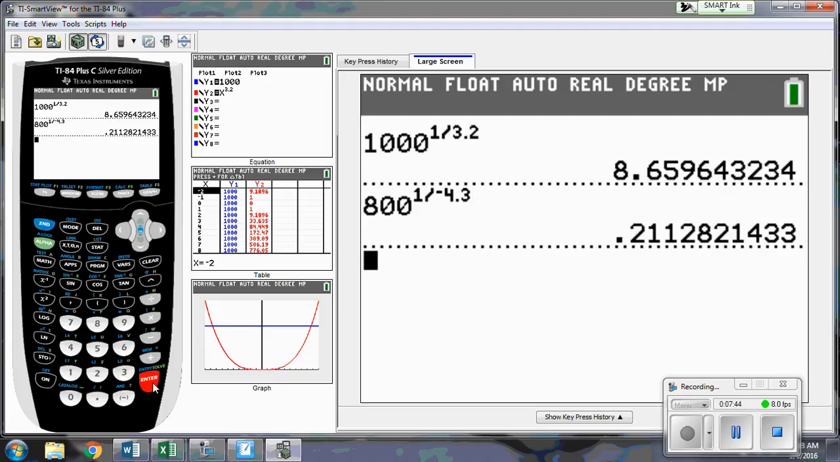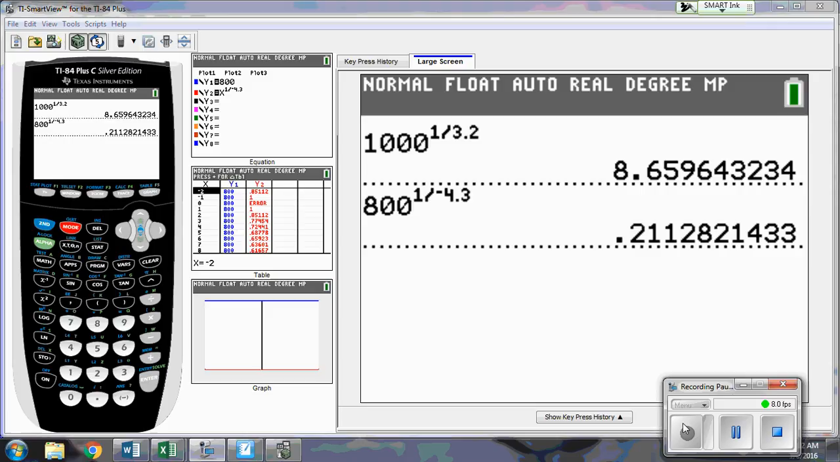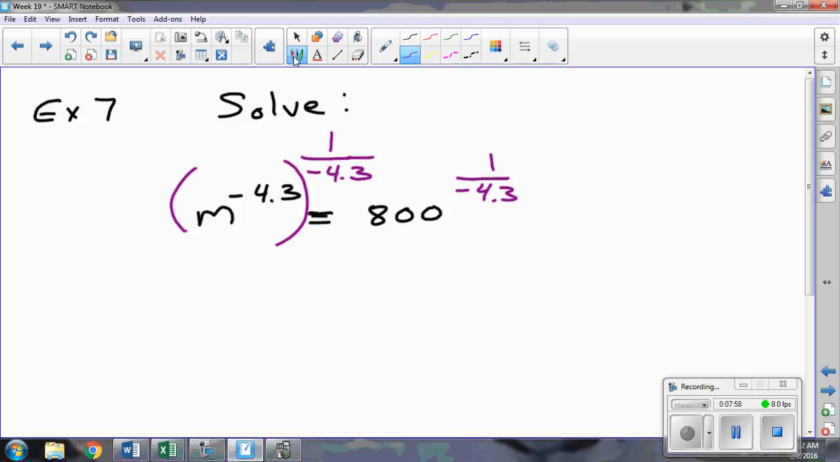And with our programming, we get 0.21128. So rounding to 3 significant digits, we obtain 0.211. Thus, we obtain a solution that we would have m is equal to 0.211.